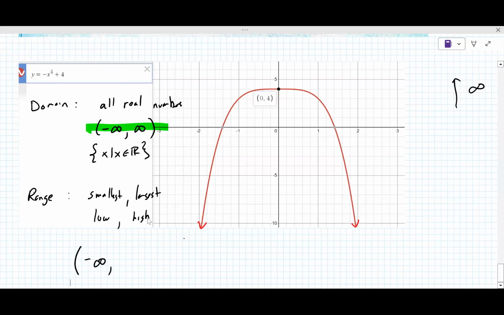What's the largest? And now we're looking at the y values. What's the largest y value that you see in this graph? What's the only point that I have shown on this graph? 0,4. Okay, what's the y value there? 4. So that is the largest y value. That's your range.